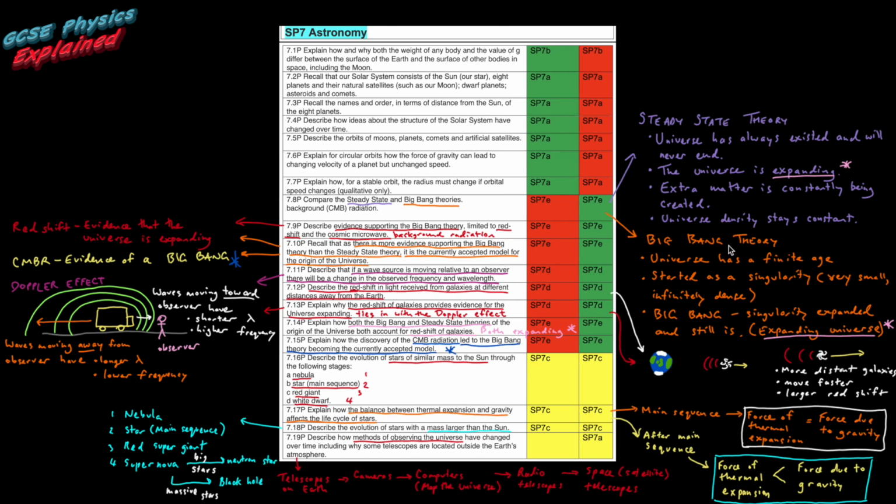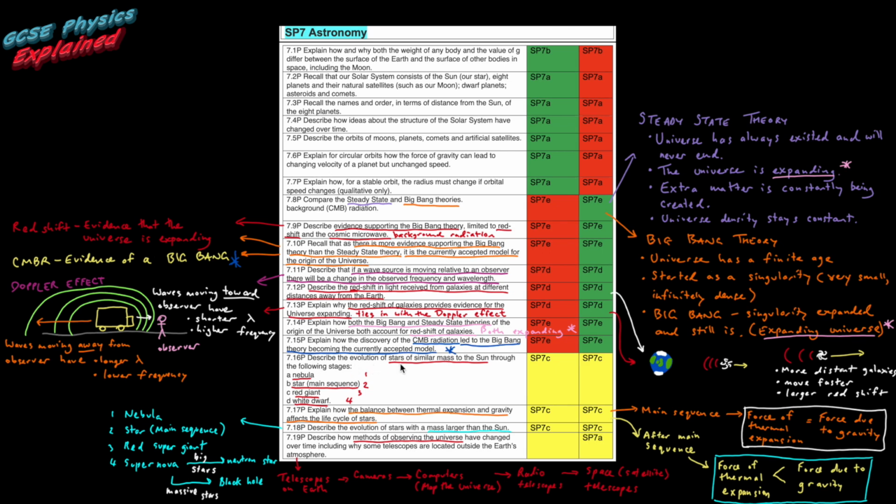But remember, the Big Bang has more evidence because it also has evidence of the Big Bang part, which is the cosmic microwave background radiation. So the Big Bang theory is the most popular and commonly accepted theory. Explain how the discovery of the cosmic microwave background radiation led to the Big Bang theory becoming the currently accepted model. Well, I've just explained that.